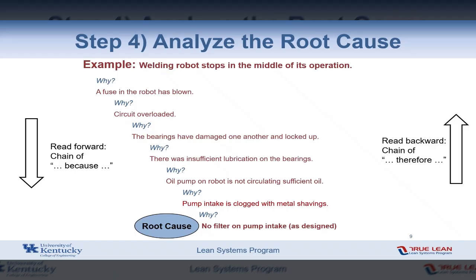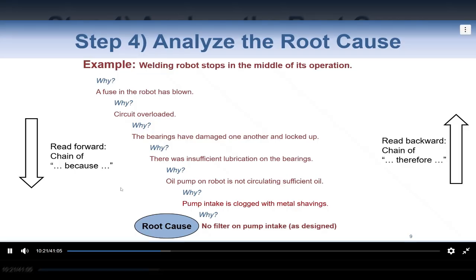A good sequence of cause and effect should all follow as the causes are bound in a chain. And if it does, therefore, if we open it up, we find there is no filter on the pump intake. Therefore, the pump intake is clogged with metal shavings.